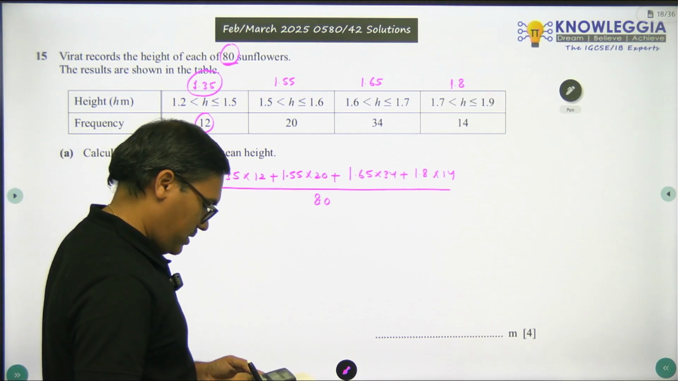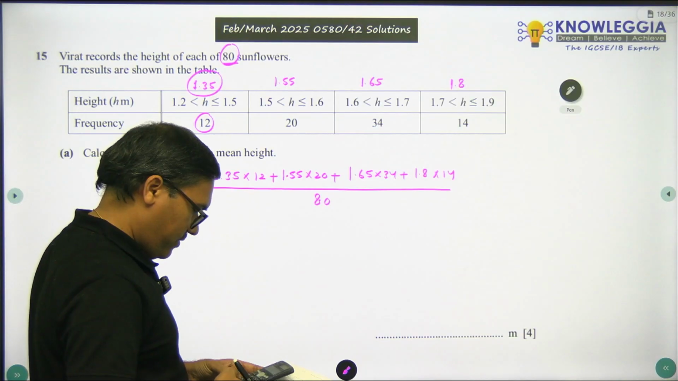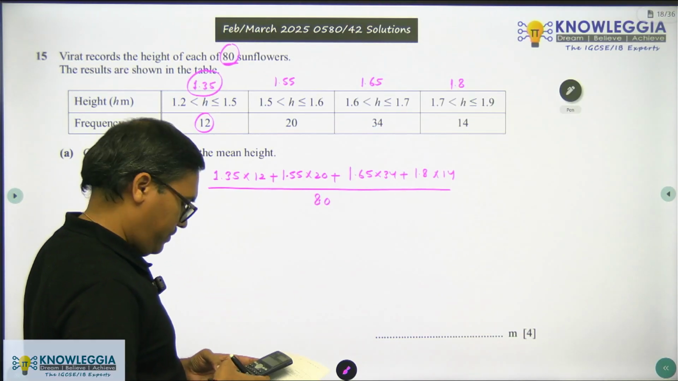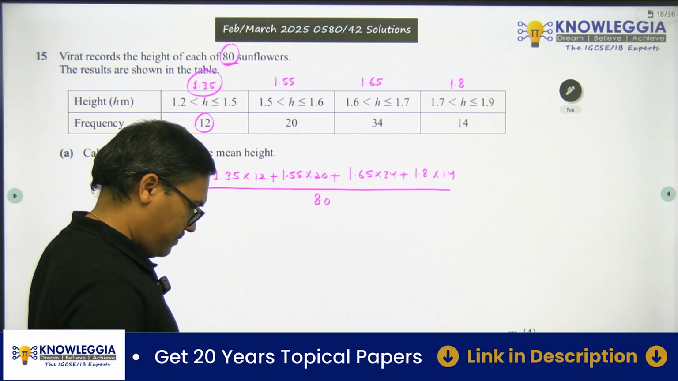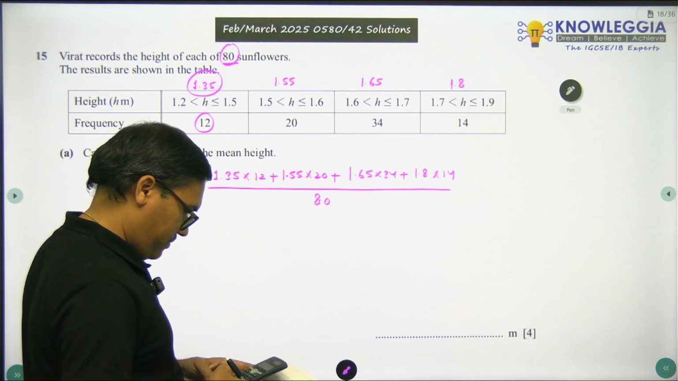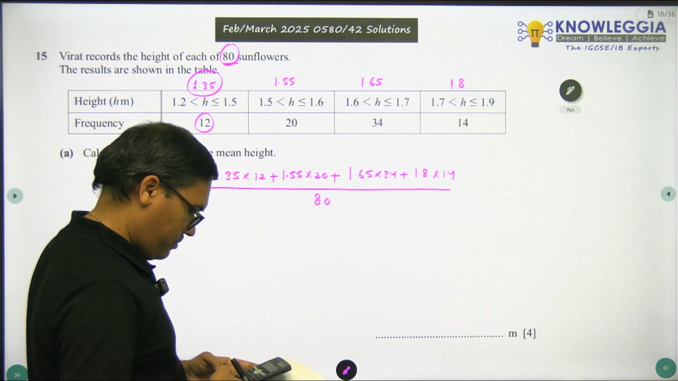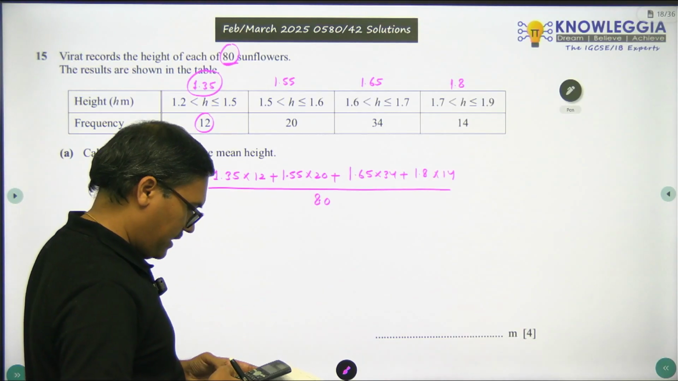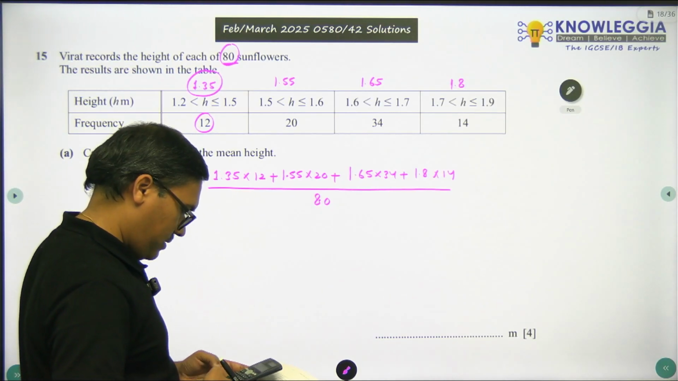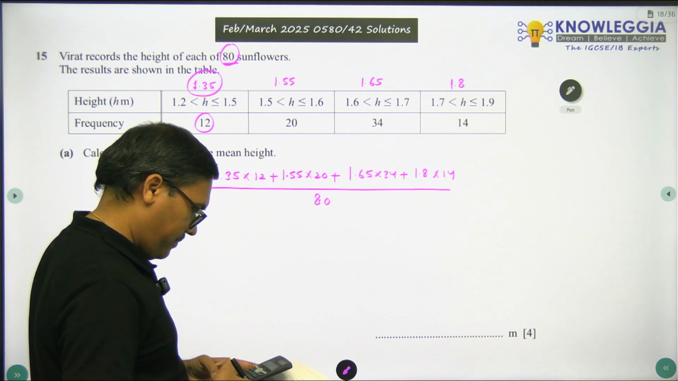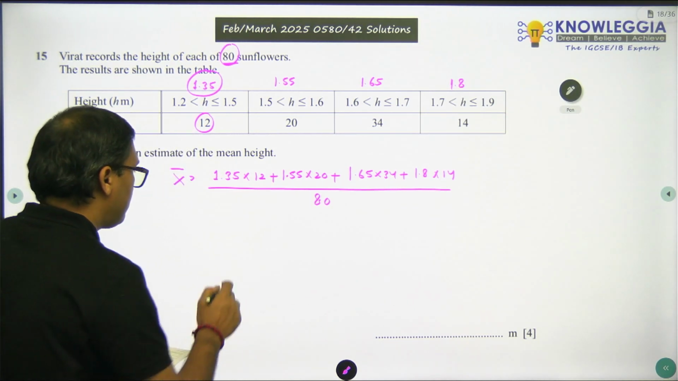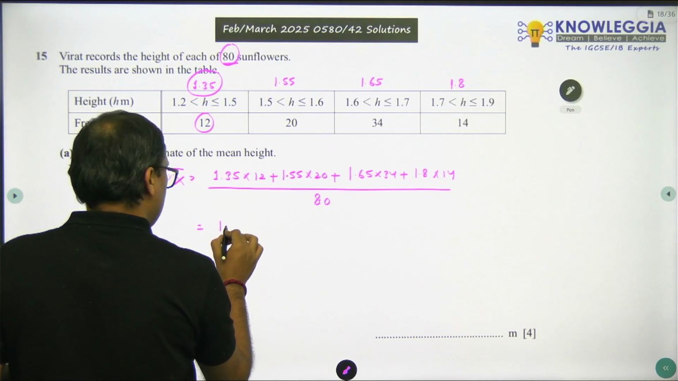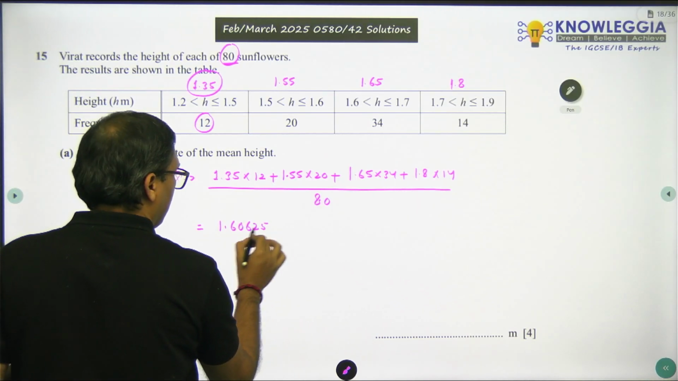Let's see. So this is 1.35 multiplied with 12 plus 1.55 multiplied with 20 plus 1.65 multiplied with 34 plus 1.8 multiplied with 14, and this is divided by 80. So this is 1.6065. So let's see the answer. Yes, this is 1.60625.